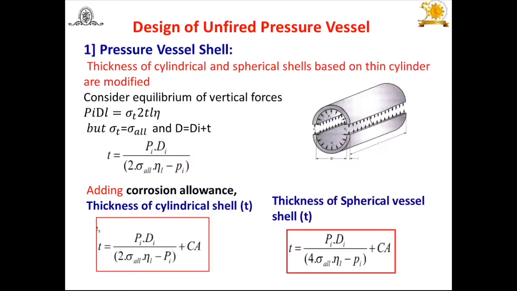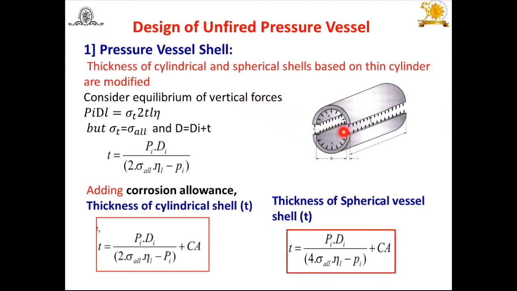Now the design of an unfired pressure vessel. This is important. How to design the unfired pressure vessel. First of all, find out the thickness of the pressure vessel. Consider an open-ended cylindrical pressure vessel having length L, inside diameter Di, and thickness t. Here in this case capital D is considered the mean diameter, that's why D equals Di plus t.